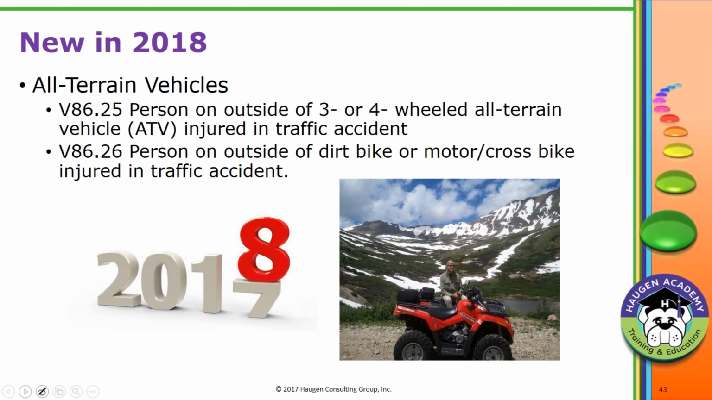And then new in 2018, so 19 days hot off the press since it's October 19th now, there's a few new codes that I just wanted to point out here in your ICD-10-CM. So you do have some new all-terrain ATV codes here. So the V86.25, a person on outside of a 3 or 4 wheel ATV injured in a traffic accident, or there's a new code for V86.26, person on outside of a dirt bike or motocross bike injured in a traffic accident. So it's just some fun new codes there.